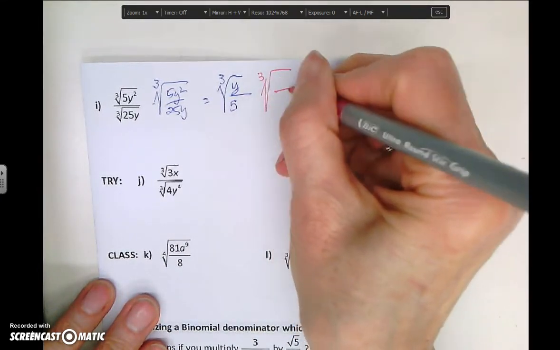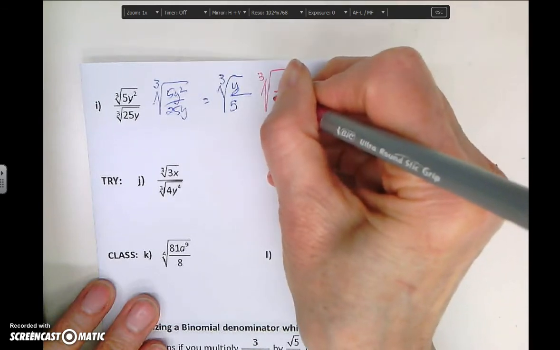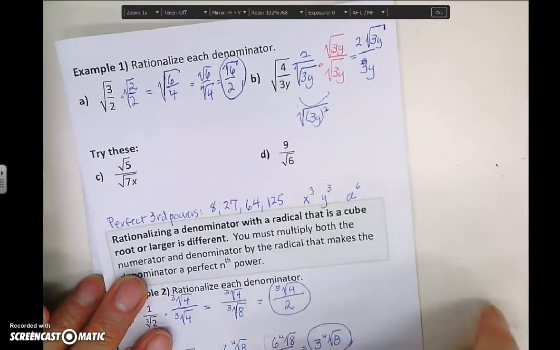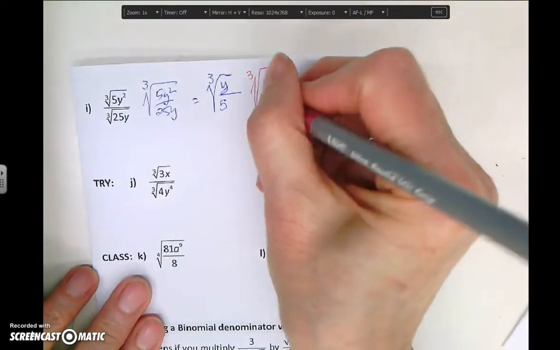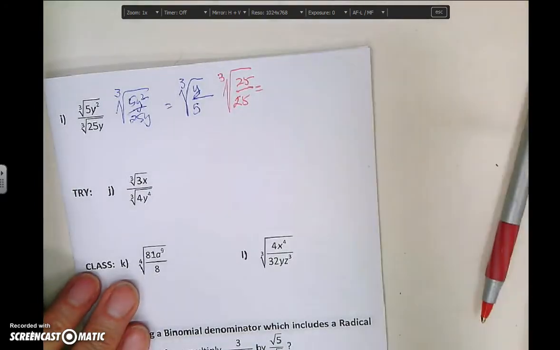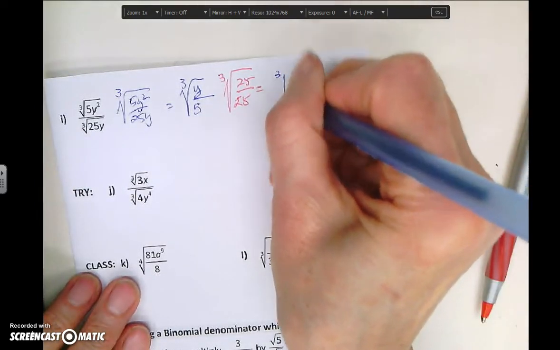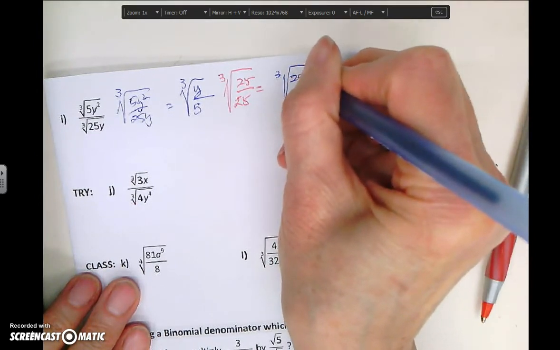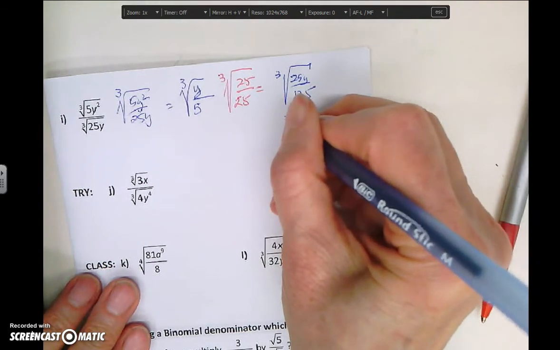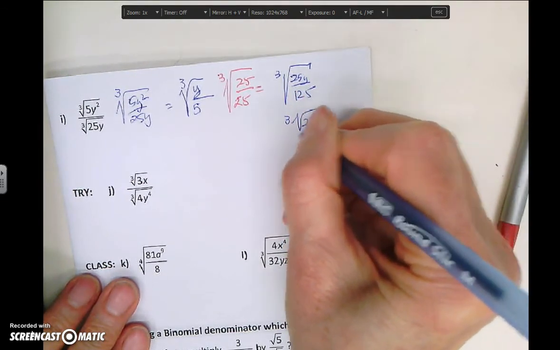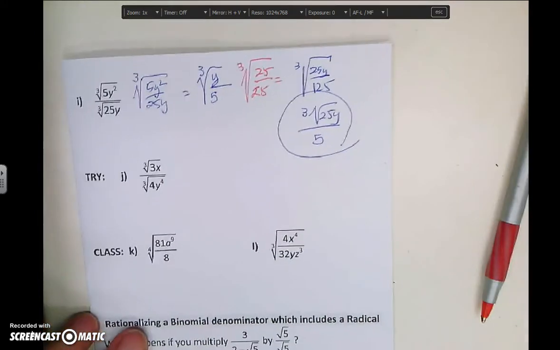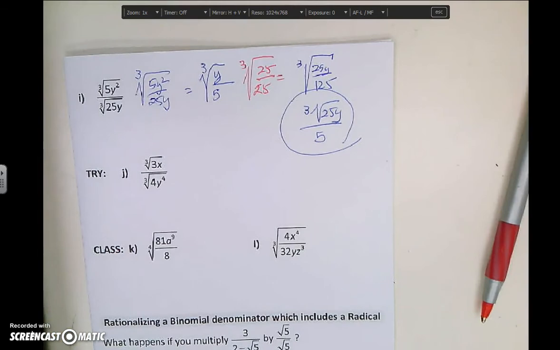So it is going to be multiplied. I'm going to change it to a 125. So I'm going to multiply this by the cube root of 25 and 25. And that's going to give me then the cube root of 25y over 125. So my answer then is going to be the cube root of 25y over the cube root of 125, which is 5. All right, so try J and then pick up on the next video.